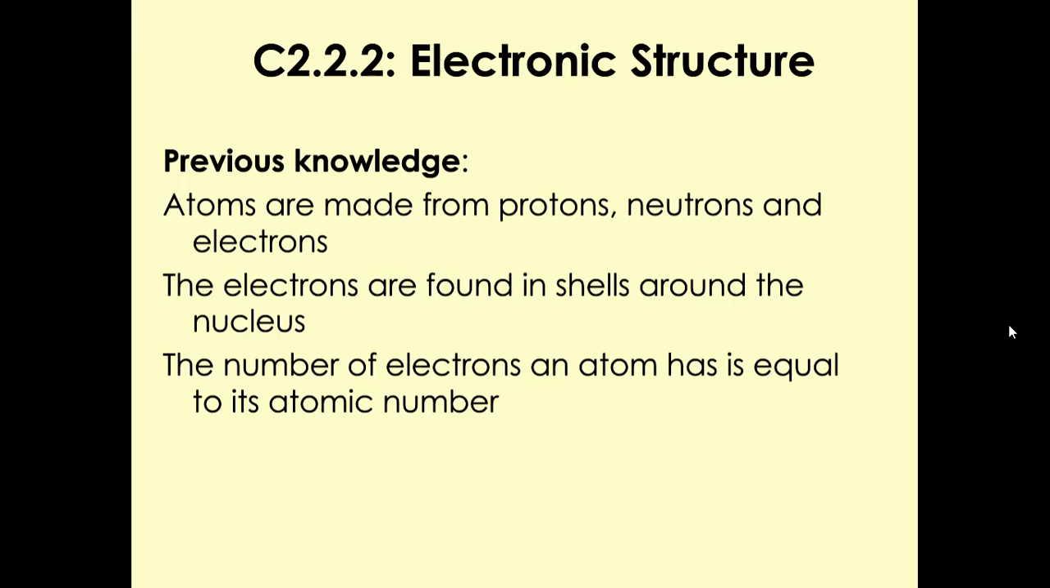So previous knowledge, we're going to go over this a little bit, but you already know from previous lessons that atoms are made from protons, neutrons, and electrons. We know that the protons and neutrons are in the nucleus, and then the electrons are found in shells around the nucleus. And you should also know that the number of electrons an atom has is equal to its atomic number, but we're going to go over this on the first few slides anyway.